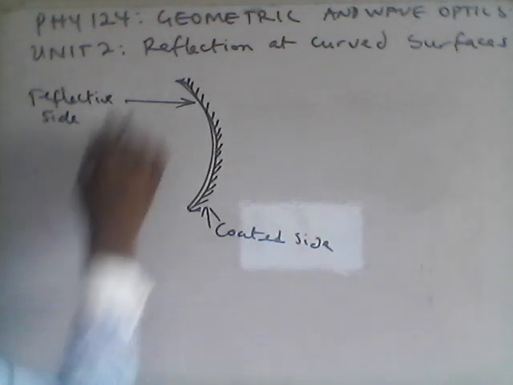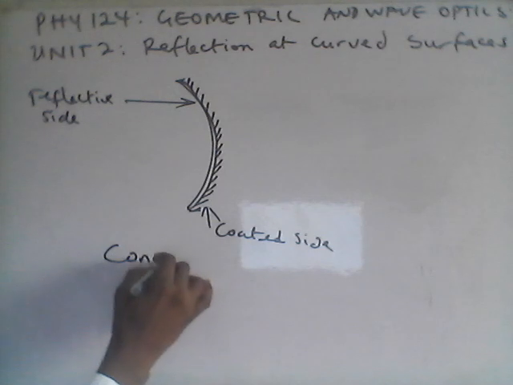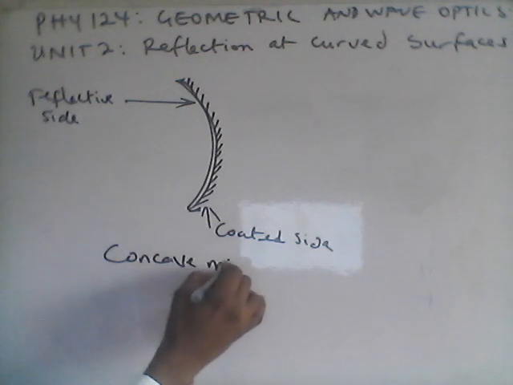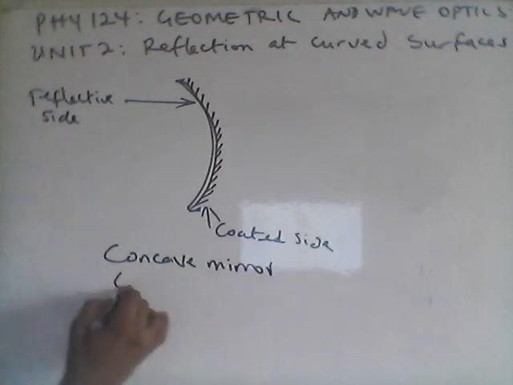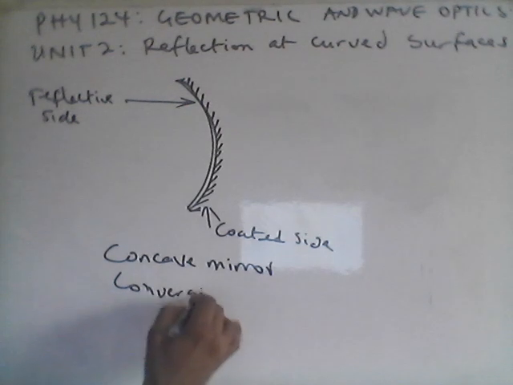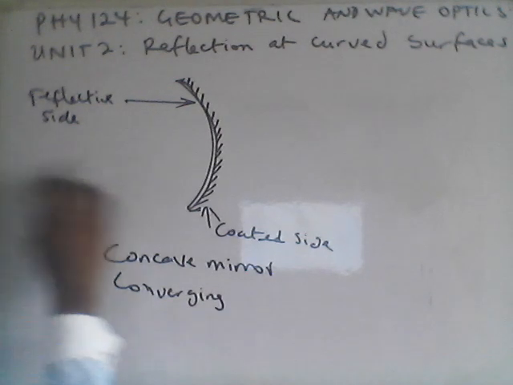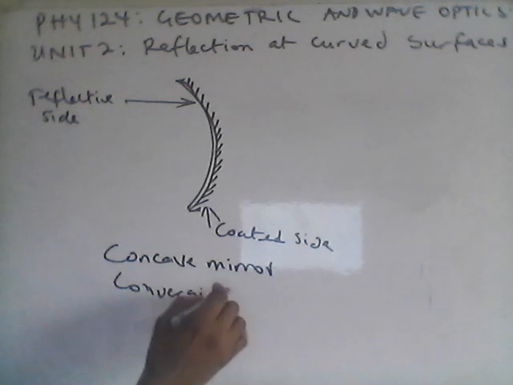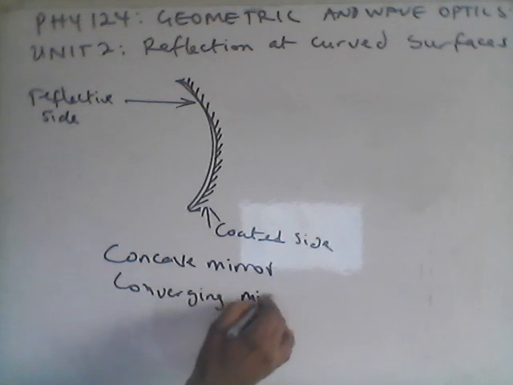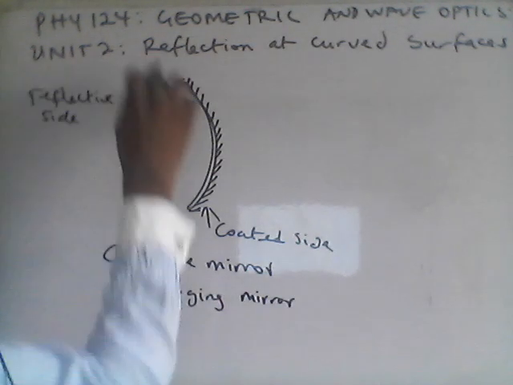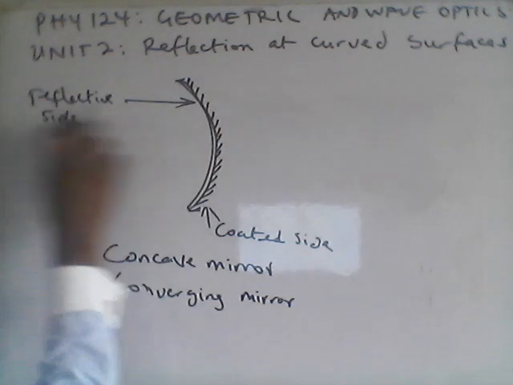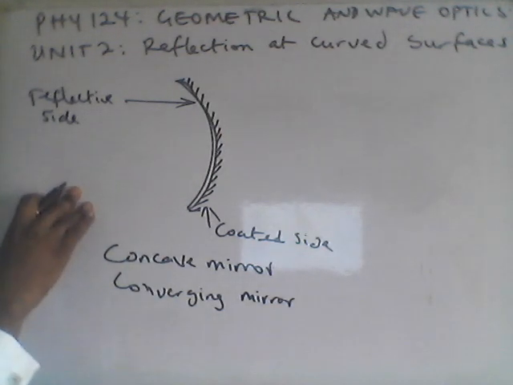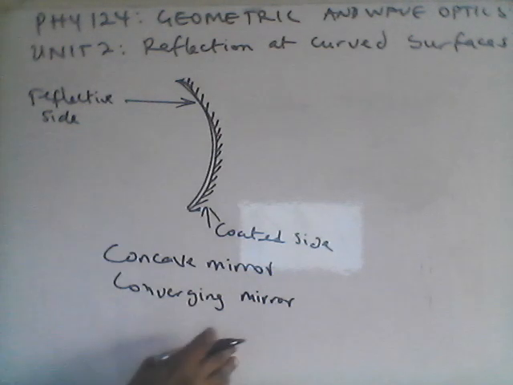Okay, so this is a concave mirror, or you can call it a converging mirror. Why are we calling it converging? Because any ray that is incident on it converges at a point. I will discuss that later. That's why it is called a converging mirror or concave mirror. Concave because the reflective side is curved in. The reflective side is curved inwards. Now, this is for the concave or converging mirror.